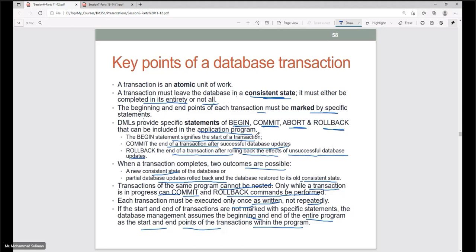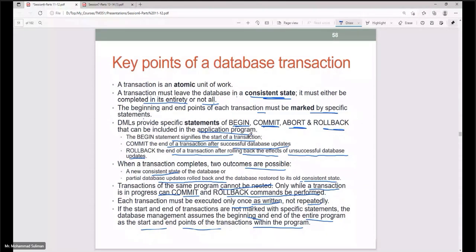Okay, so this is very important: any transaction that we make in the database should be atomic and must leave the database in a consistent state, and every transaction should be marked by begin, commit, abort, and rollback. Begin means the start of the transaction. Commit is the successful end of the transaction, and it puts the database in a consistent state. Rollback means it will roll back the transaction and return the database to the consistent previous state.